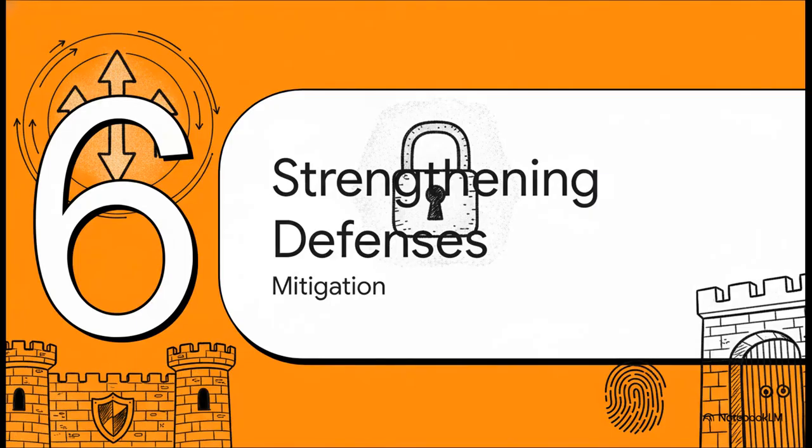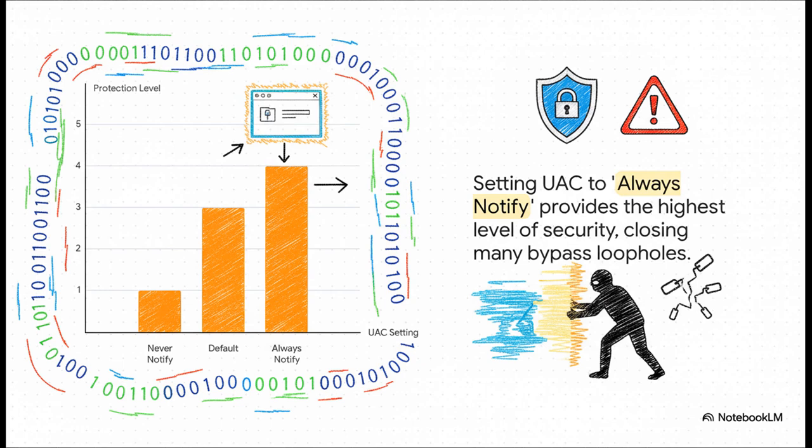Look, knowing how the attack works and how to spot it is one thing, but preventing it is way better. So let's talk about strengthening your defenses. First off, you can actually configure UAC itself. The default setting in Windows isn't even the most secure one. If you crank it all the way up to Always Notify, you get the highest level of security. It forces a prompt for any system-level change, even those made by Windows itself, and that closes a lot of the loopholes we've been talking about.